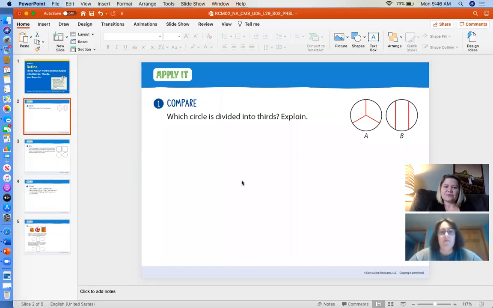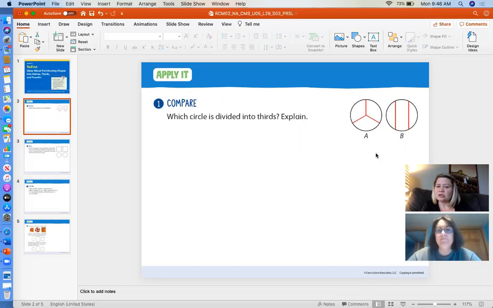It says, which circle is divided into thirds? Explain. Okay, so the first thing I'm remembering is what Mrs. Walker told us yesterday. When you divide a circle into thirds, she said it looks like a peace sign. So I definitely see one circle here, this circle A, that looks like a peace sign to me. And I also noticed that all the shapes could fit inside of each other because they are the same size.